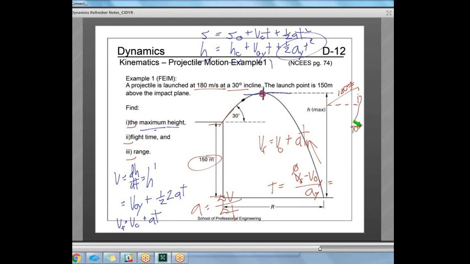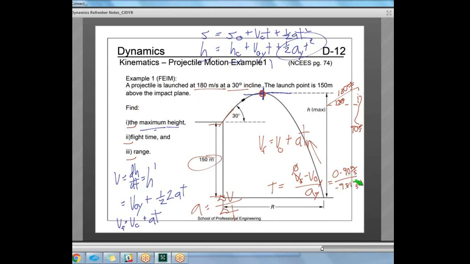Absolutely. So if we've got 180 meters per second at a 30-degree angle, what's this vertical value going to be? It's going to be 90 meters per second, right? We're at a 30-degree angle, so it's going to be 180 sine theta, or 180 sine 30, yes.